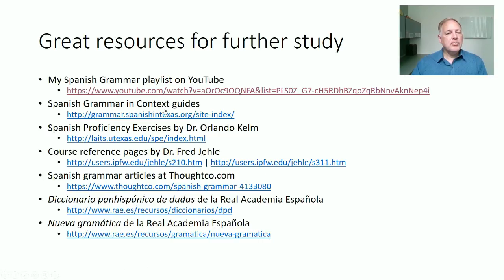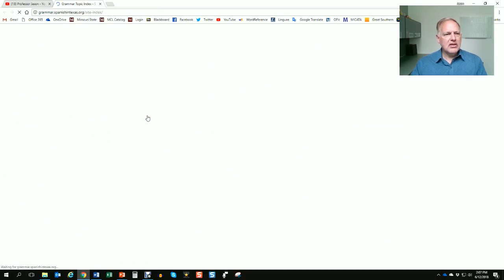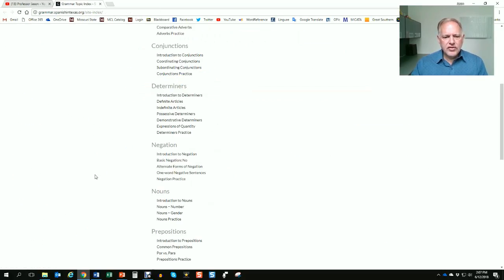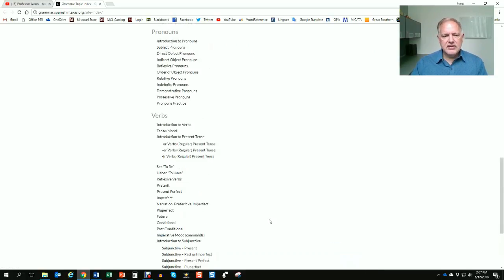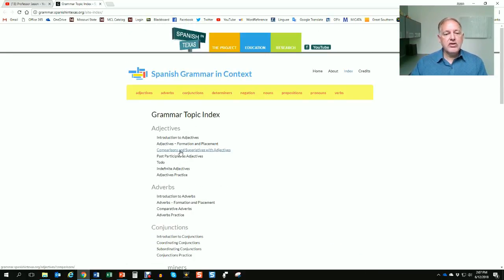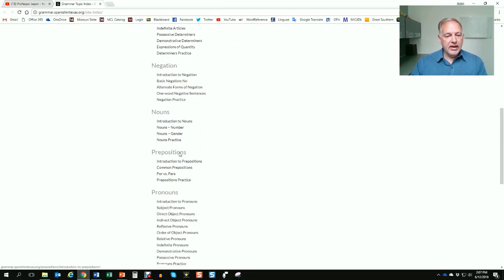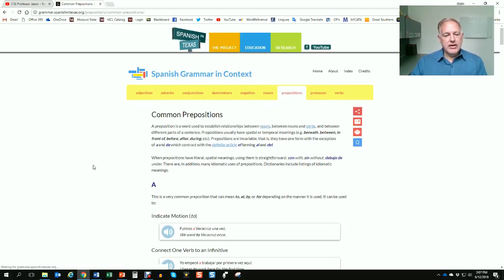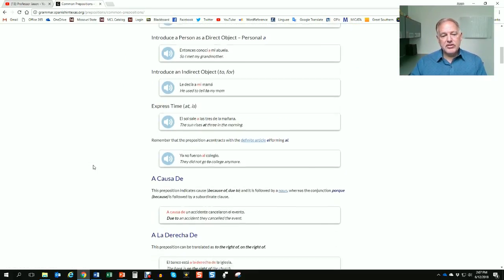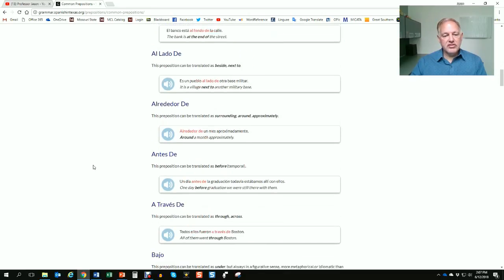Okay, Spanish grammar and context guides. This is one of my favorites. I mean, these are excellent. So let me show you that website. This is by, I believe it's the University of Texas. Let's see. Yes, the University of Texas at Austin. I mean, here are the topics. Really excellent articles on each, right? For example, common prepositions, and then there are examples, rules, explanations, things like that.